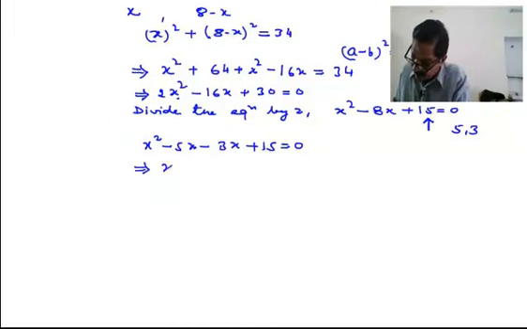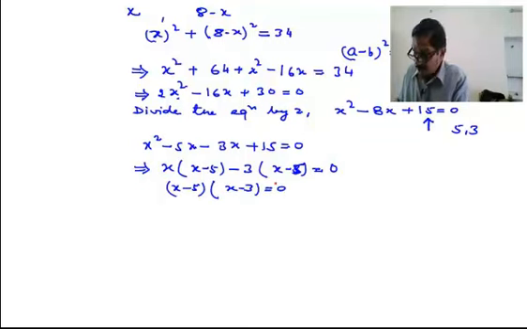Now x can be taken common. I obtain x minus 5 in the bracket. Minus 3 can be taken common again. I obtain x minus 5 in the bracket. So this gives me 0. (x minus 5) is taken common again, and in the bracket I obtain x minus 3 is equal to 0.